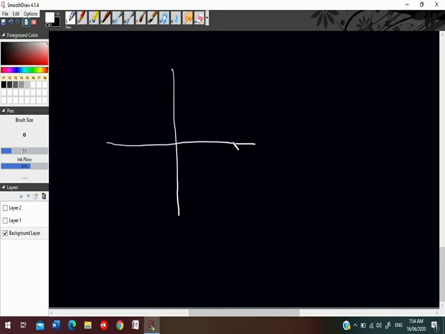We make the x-axis and y-axis. Here we have the center of this x, then minus 1, minus 2, minus 3, minus 4. You must use graph papers so you can plot a perfect graph for your function.